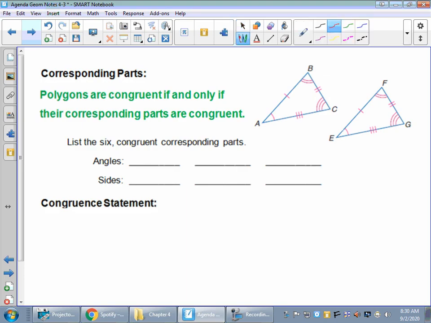First, the angles. It's easy to see the angles with the arc marks. Angle A right here has a single arc mark. So does angle E. So angle A is congruent to angle E. Same with the double and triple arc marks. Angle B would be congruent to angle F. And with the triple arc mark, angle G is congruent to angle C.